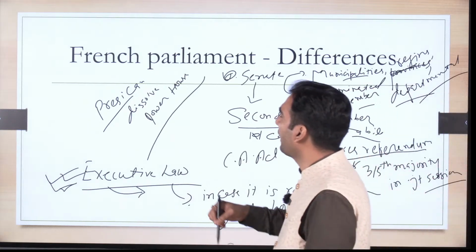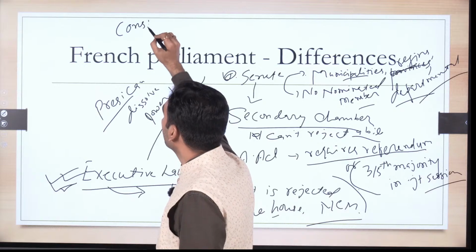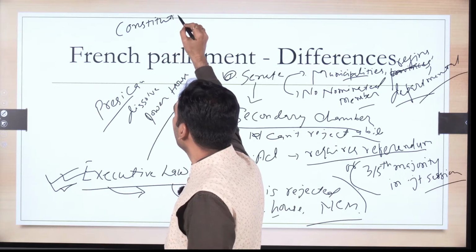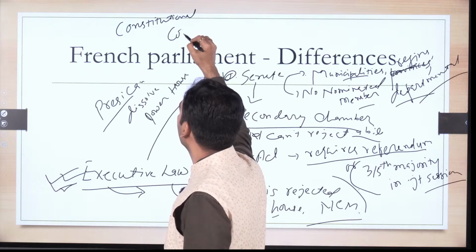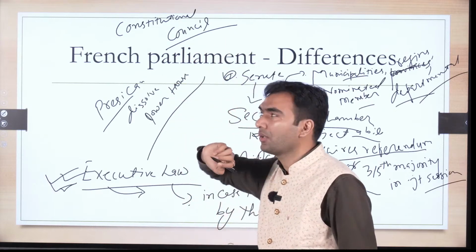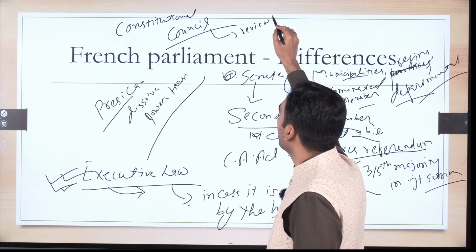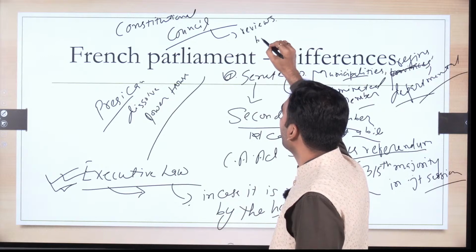And there is a, I have already talked about it, there is a Constitutional Council. In fact, we have already discussed the Constitutional Council once. If you remember, the Constitutional Council reviews the constitutionality of a law before it is promulgated.